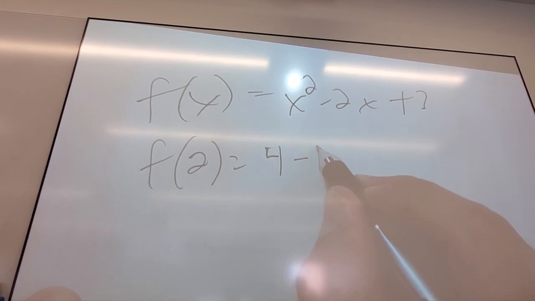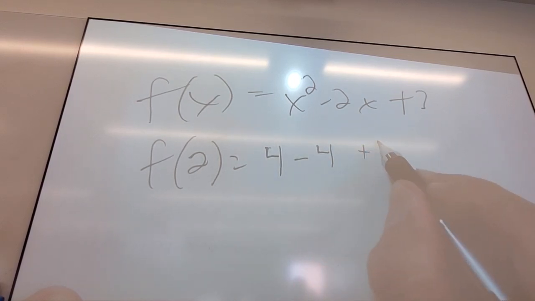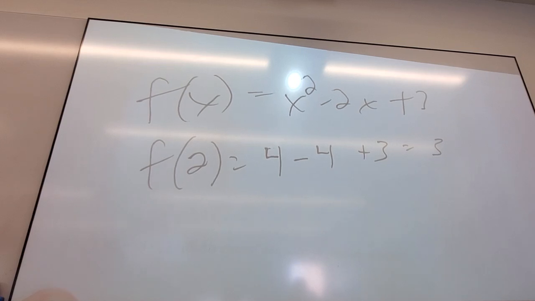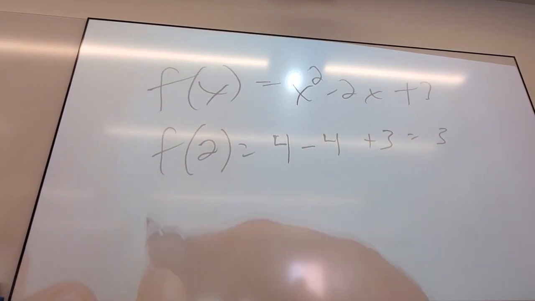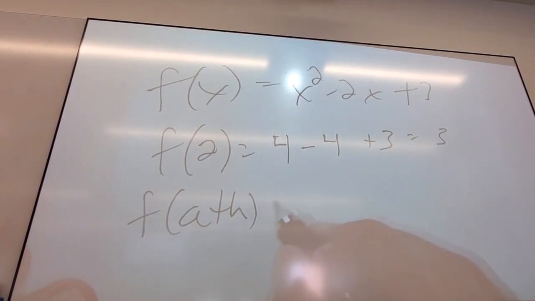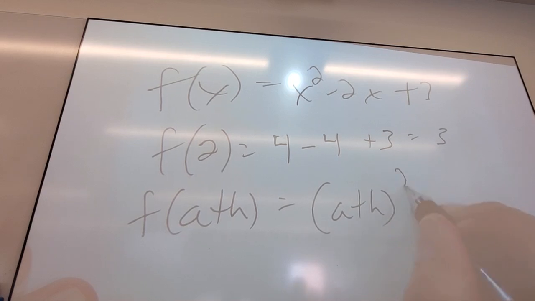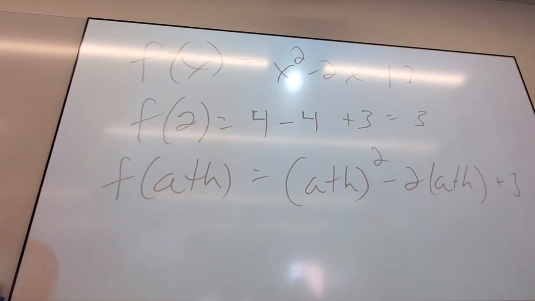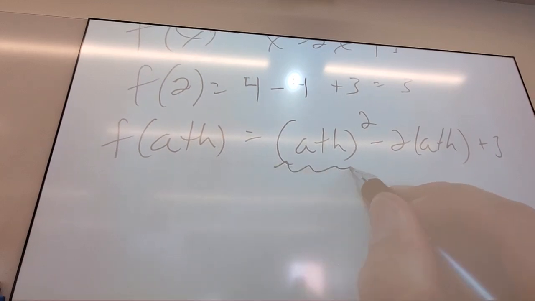4 minus 4. So it'll be 3. Thank you, whoever said 3. So how do I do f of a plus h? A plus h squared minus 2 times a plus h plus 3. Oh, so you just plug it in there. Yeah, what do I have to do with this?